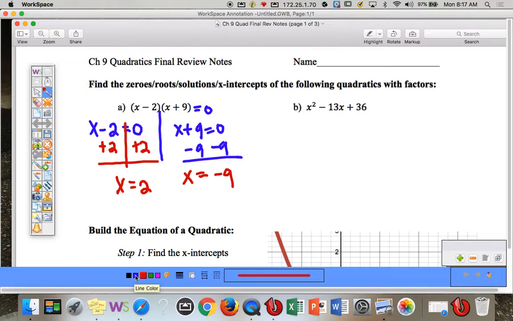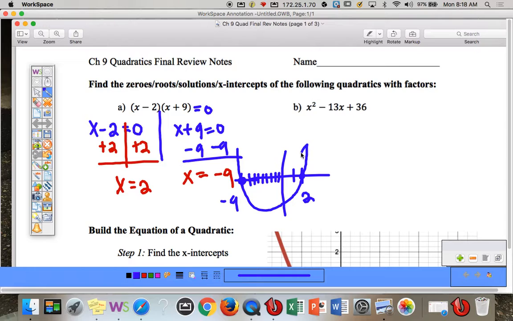So if we were to graph that, it would look something like this. So at 2, there would be a zero. At negative 9, 1, 2, 3, 4, 5, 6, 7, 8, 9. Okay, so not drawn to scale. But at negative 9 and at 2, your parabola would cross the x-axis.